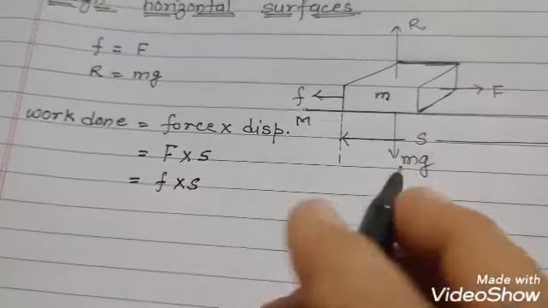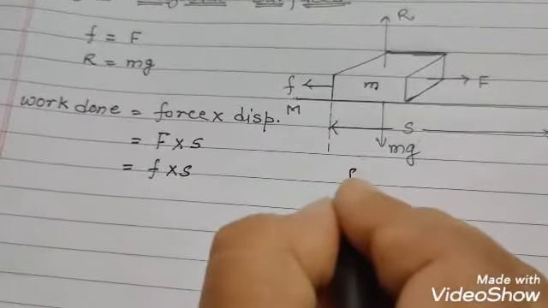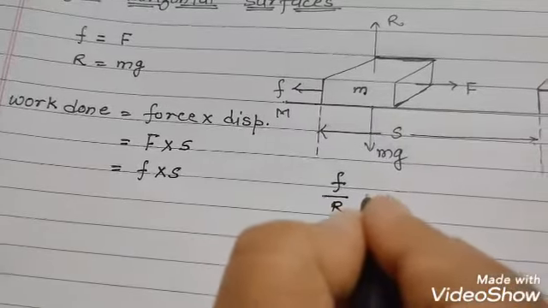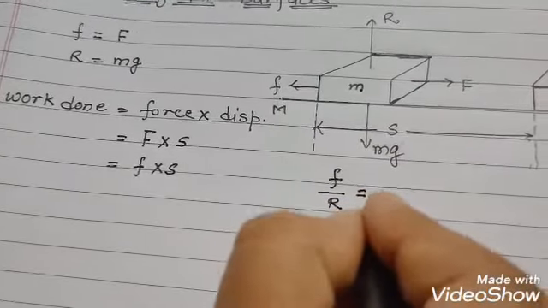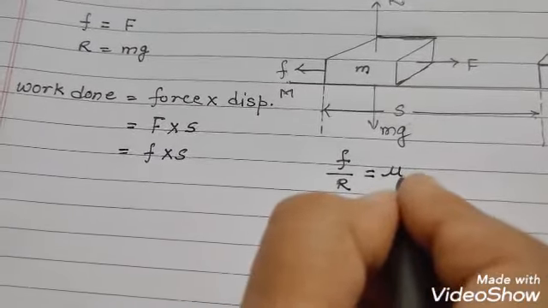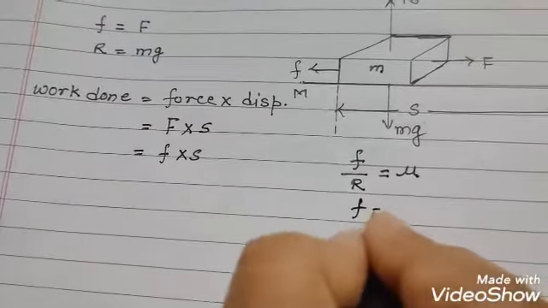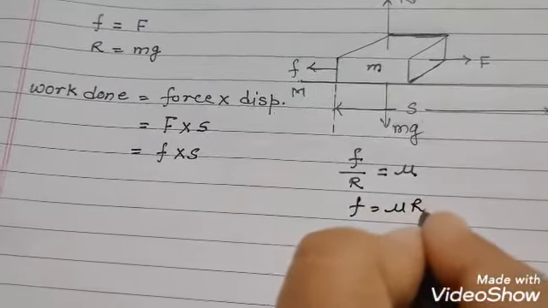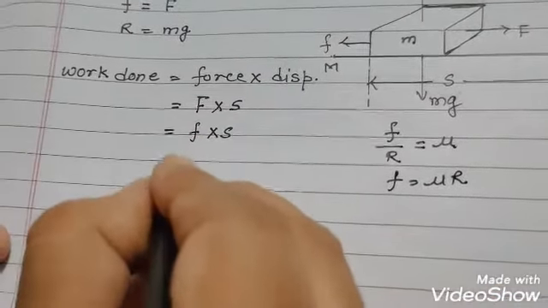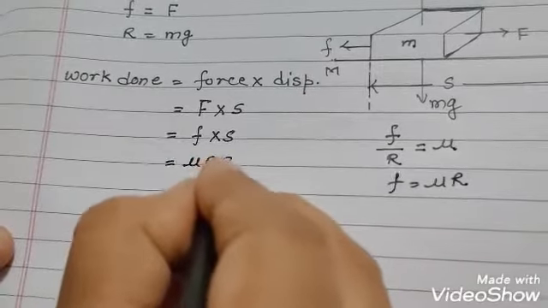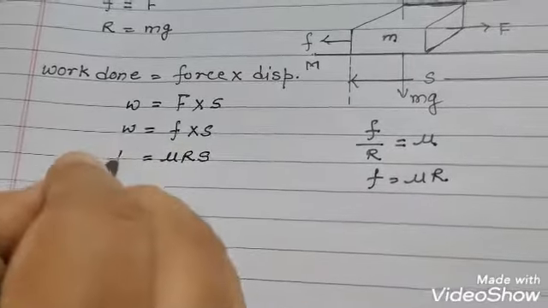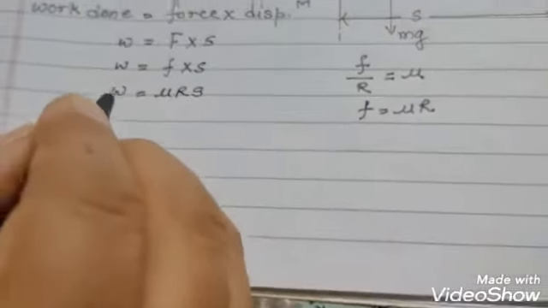But one more thing that we know here: the force of friction f upon the normal reaction R is equal to mu, that is the coefficient of friction. So in place of f we can write mu R. So it is equal to mu R into S. This is the work done in moving a body over a rough horizontal surface.